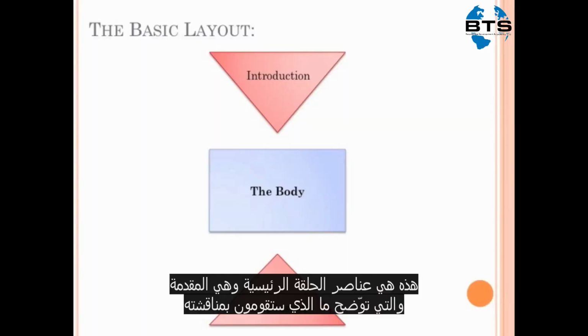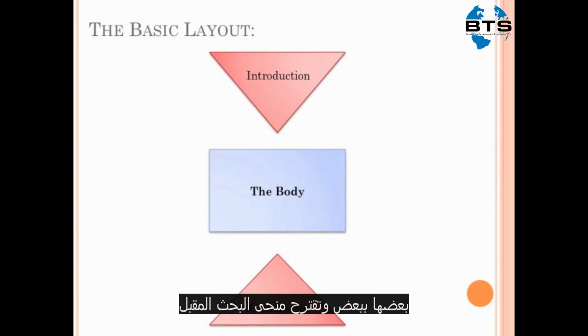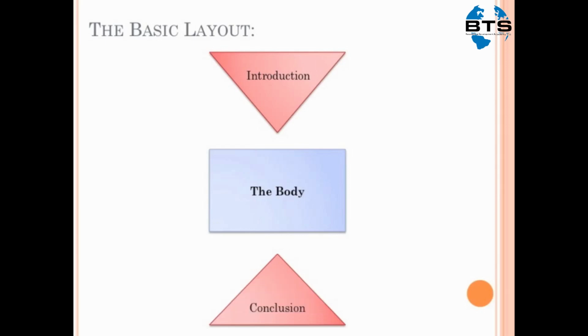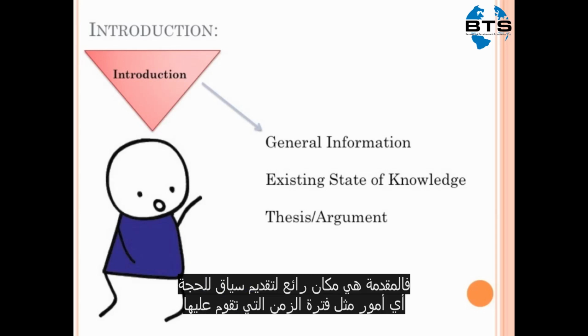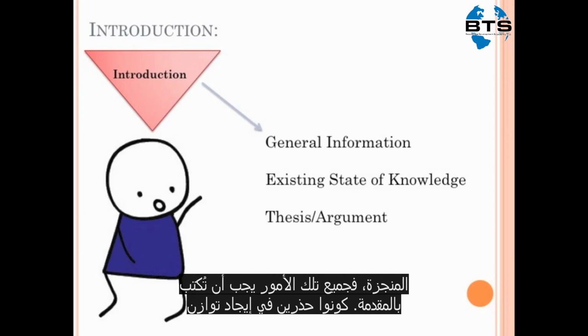Here's what a basic paper consists of: an introduction, which outlines what you will argue in your paper, a body, which supports your arguments or claims, and a conclusion, which ties your argument together and suggests where the research should go next. An introduction is a great place to provide some context to your argument. Things like what time period you're talking about, how your topic is significant to your field of study, or previous research that has been done are all things that should go in your introduction.